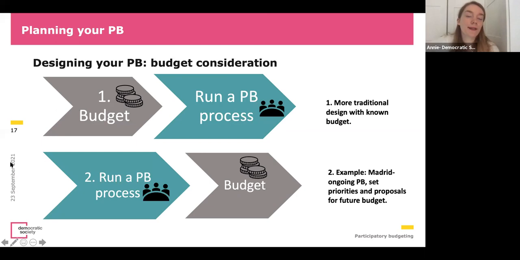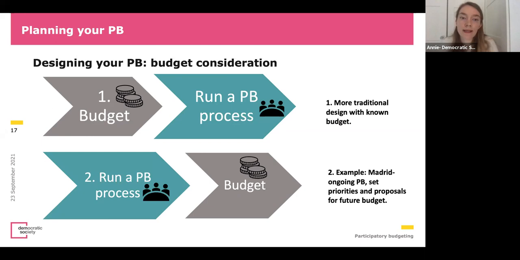So this is another wee thing, budget. So some people say, oh, I can't do a PB because I don't have a budget. One example is Madrid. So they have a sort of ongoing PB. Although they know that there's a budget coming in the future, what they did was gather ideas, gather people's priorities, set priorities and create proposals, knowing that there would be a budget in the future, so that budget could be allocated based on the ideas.